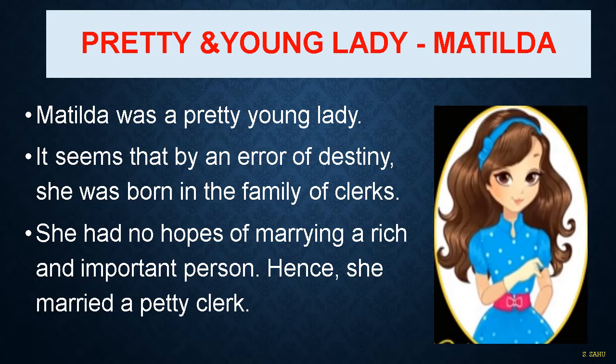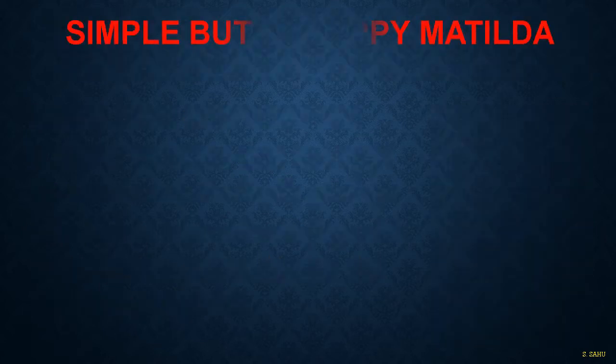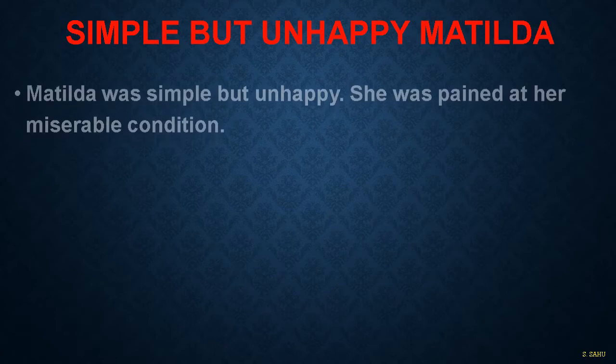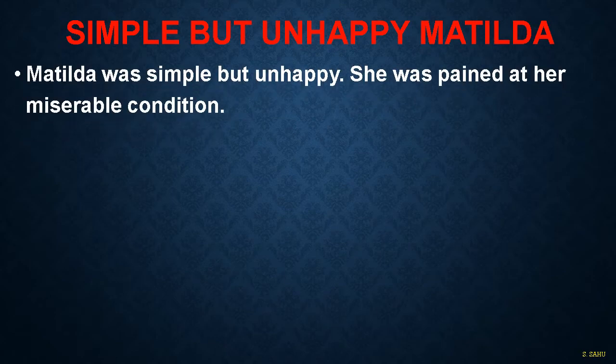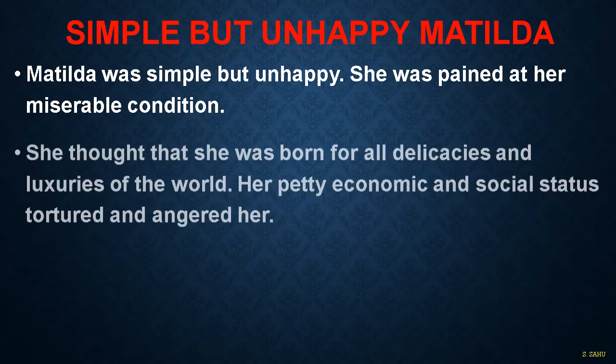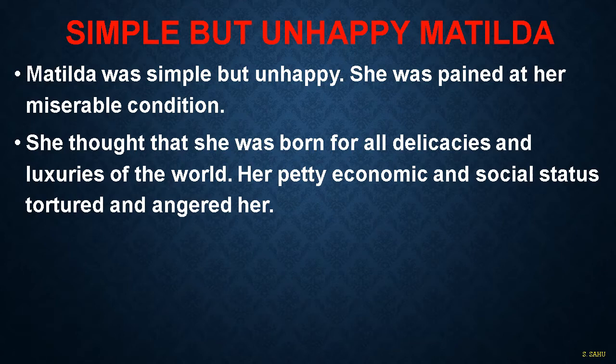So see, here Matilda is simple. Actually she was very beautiful, but she does not have any facilities to have rich looks. So she seemed very simple, and that's why she is very unhappy. Matilda was simple but unhappy. She was pained at her miserable condition. She thought that she was born for all the delicacies and luxuries of the world.